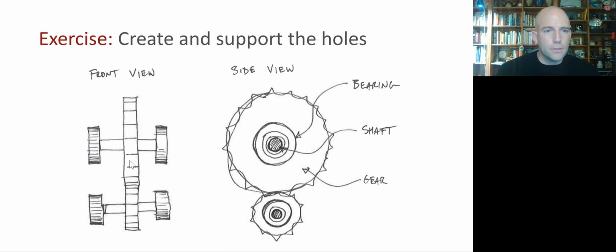So here we have two custom gears. They're meshing. Each one is on a shaft, and each shaft is supported by two bearings in simple support.